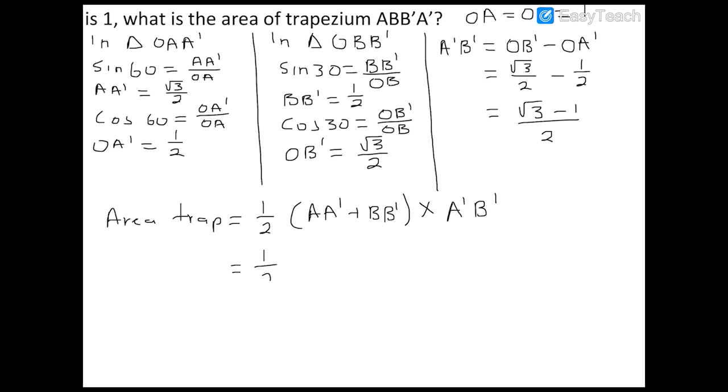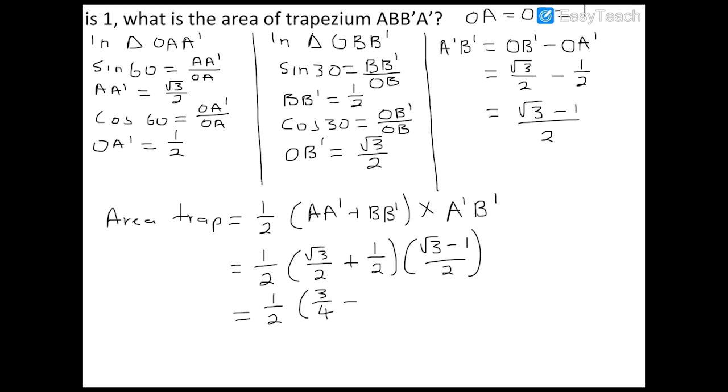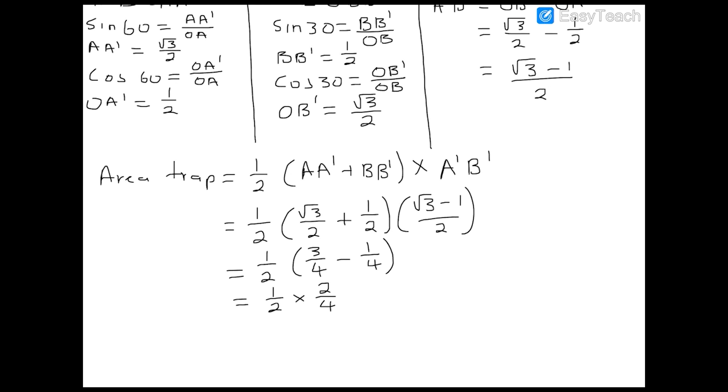So this will be equal to half A prime is root 3 over 2 plus B prime is 1 over 2, and that is multiplied by root 3 minus 1 over 2. What we see here is just the difference of squares, simplifying to 3 over 4 minus 1 over 4, and this is equal to 1 over 2 multiplied by 2 over 4, so half multiplied by half, and the area is just 1 over 4.